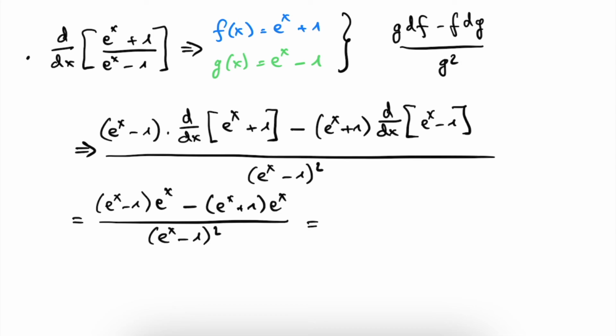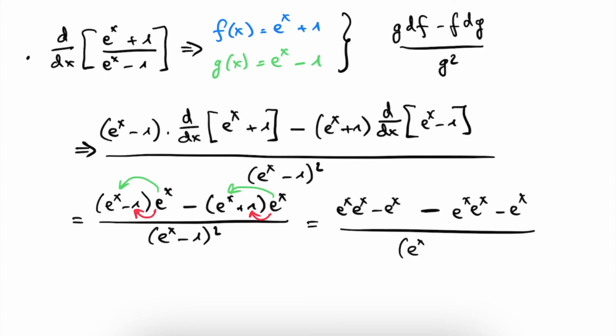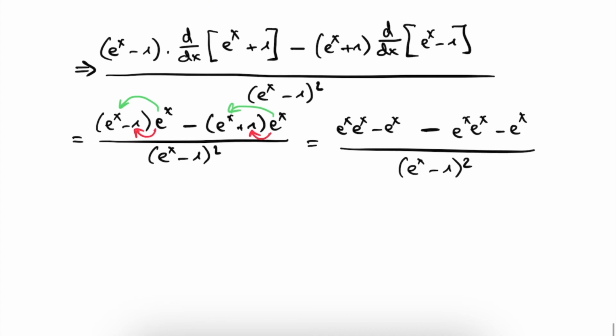The next step is to calculate out these brackets. So we have this term times that term, and then this term and that term, which we get e to the power of x times e to the power of x minus e to the power of x, which is this first term, minus e to the power of x times e to the power of x minus e to the power of x. And this last minus is because we have e to the power of x, but this minus sign is important. Divided by e to the power of x minus 1 squared.